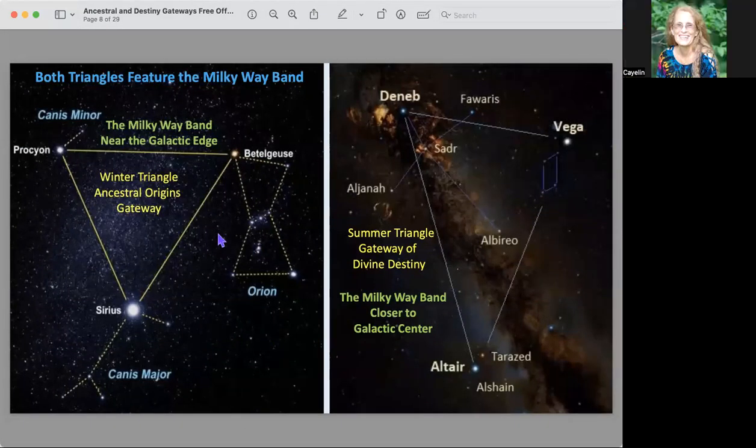So again, this is just the Milky Way band. This is near the galactic edge, and you can see it's a lot lighter. It looks like a river of stars.